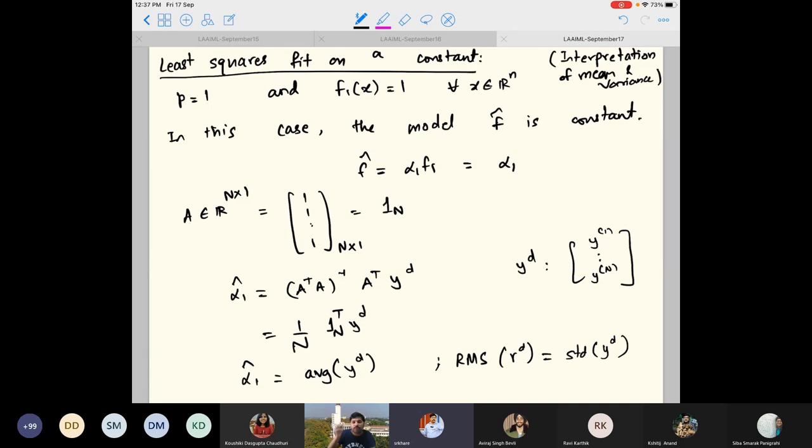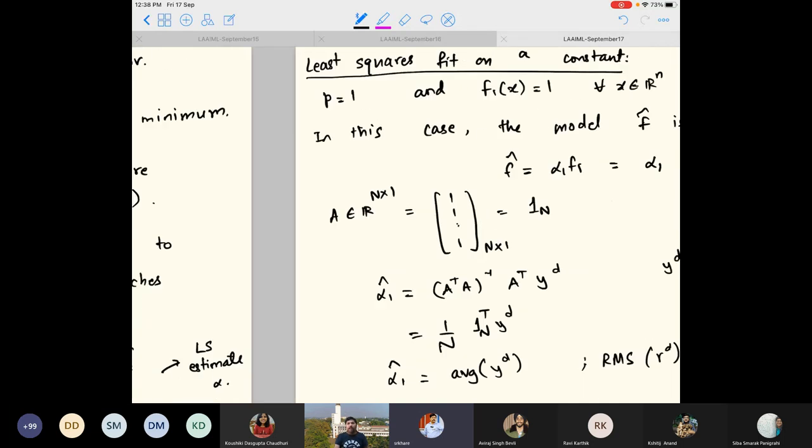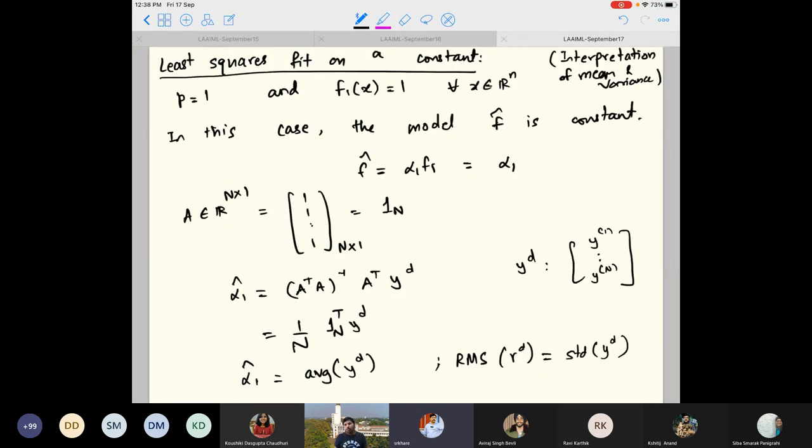And mind you, if instead of the two norm, you look at the one norm of RD as the measure of matching, do you know what you will get as the alpha 1 hat? Median. Yeah, you will get the median. Excellent. So you will get the median as the point representation of the data. Instead of least squares, if you use one norm data fitting, L1 data fitting rather than L2 or least squares data fitting, you get the median. This is something that is very interesting.